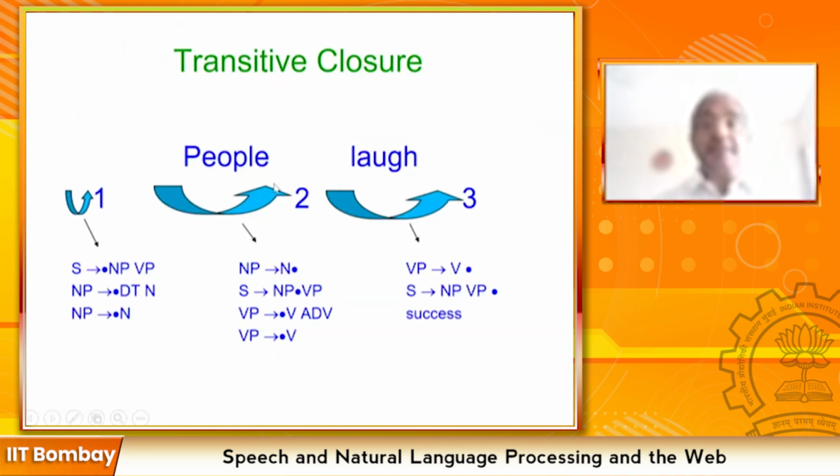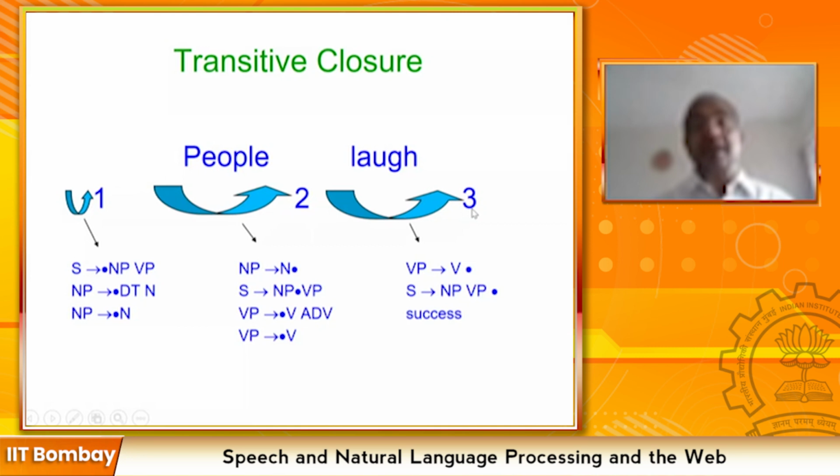So now again I have this sentence: people laugh. 1, 2, and 3. I'm reminding you again and again that position number 1, position between words, and position at the end are very sacrosanct for the parsing algorithm. So I start with S goes to NP VP, the dot is before NP. Now I do a transitive closure. This is called transitive closure, and it is nothing but the top-down application of rules.